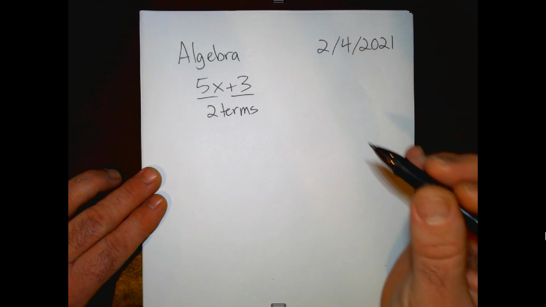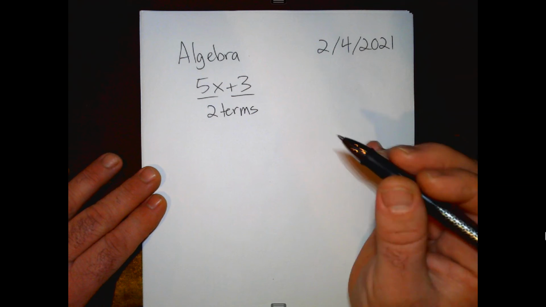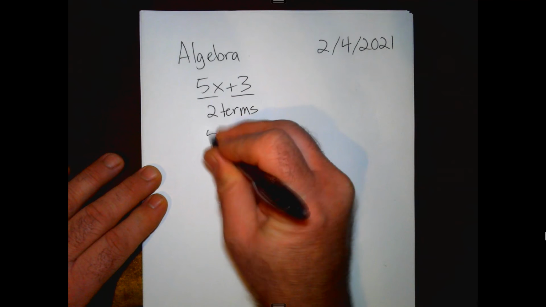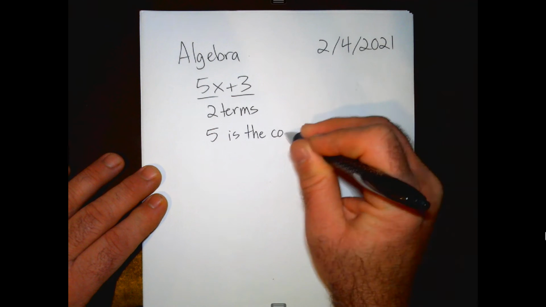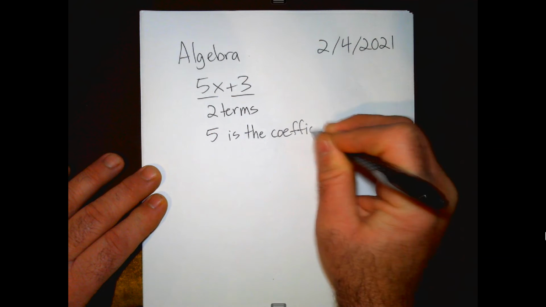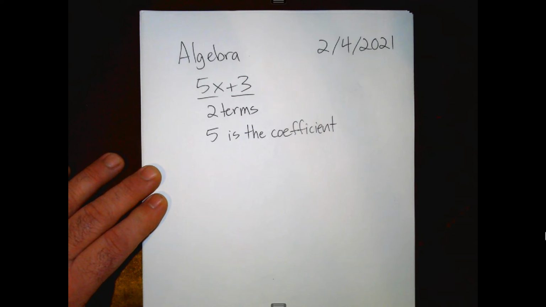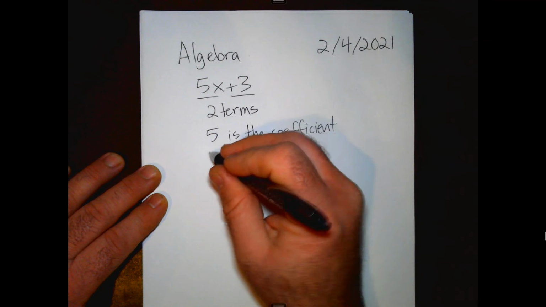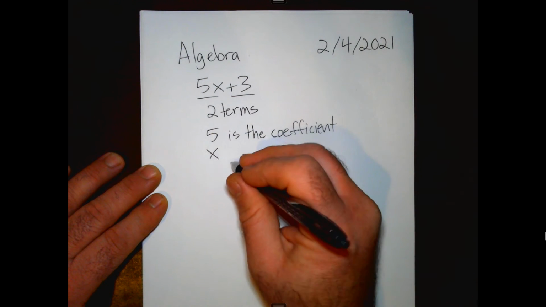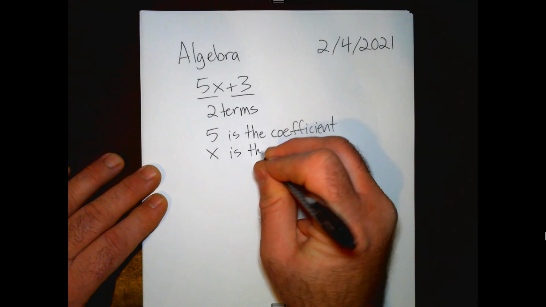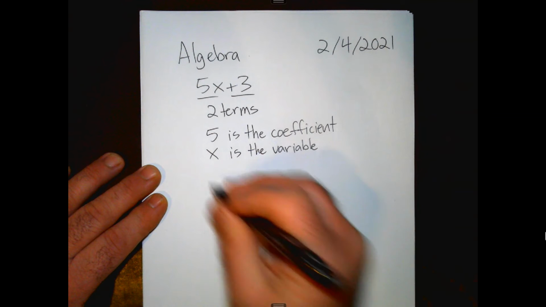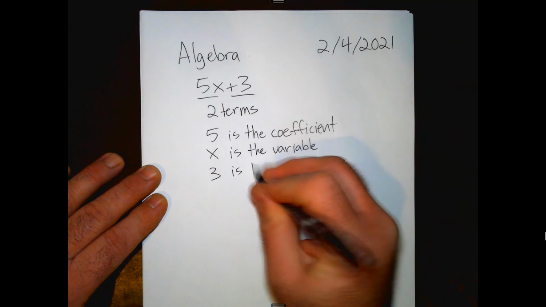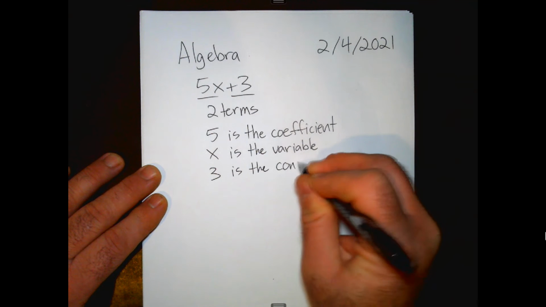So when you look at 5x plus 3, you have 5, which is what's called the coefficient. The coefficient 5 is being multiplied by x. Even though there's not a times symbol, 5 is being multiplied by x. X is the variable. And 3 is the constant.